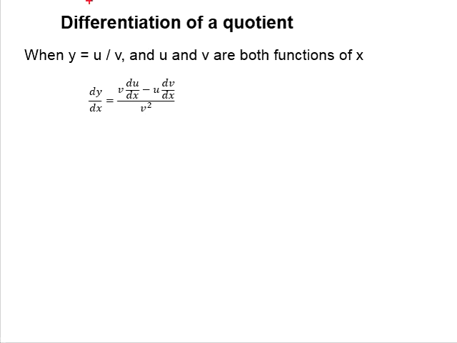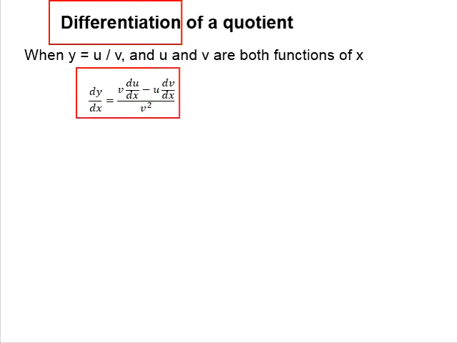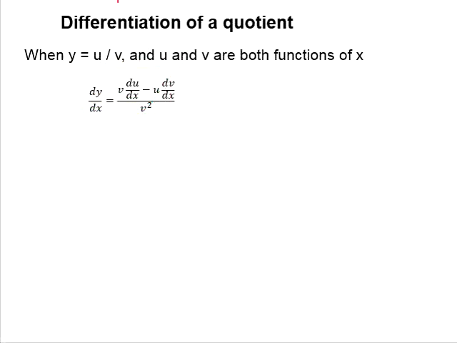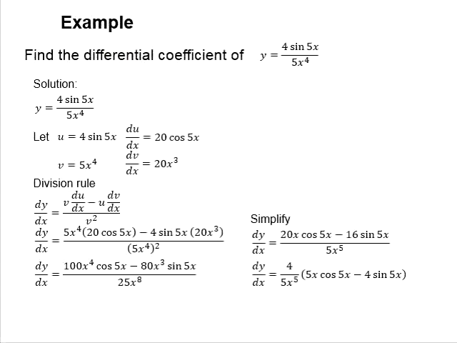The two common functions which are in the form of divisions, their differentiations can be determined from this equation, which is (v du/dx minus u dv/dx) divided by v squared. The u is the term on top of the function, while the v is the term in the division. Let us try this example to demonstrate the usage of the division rule.